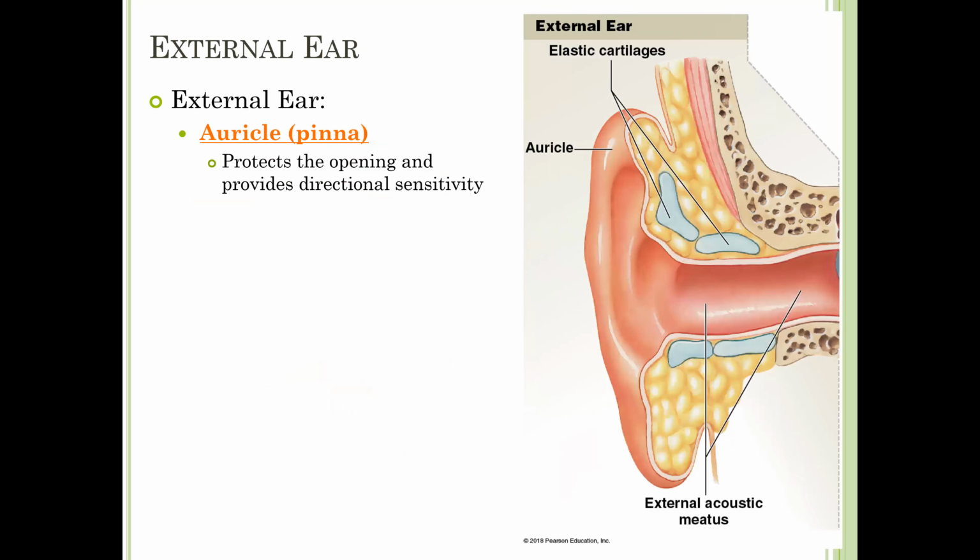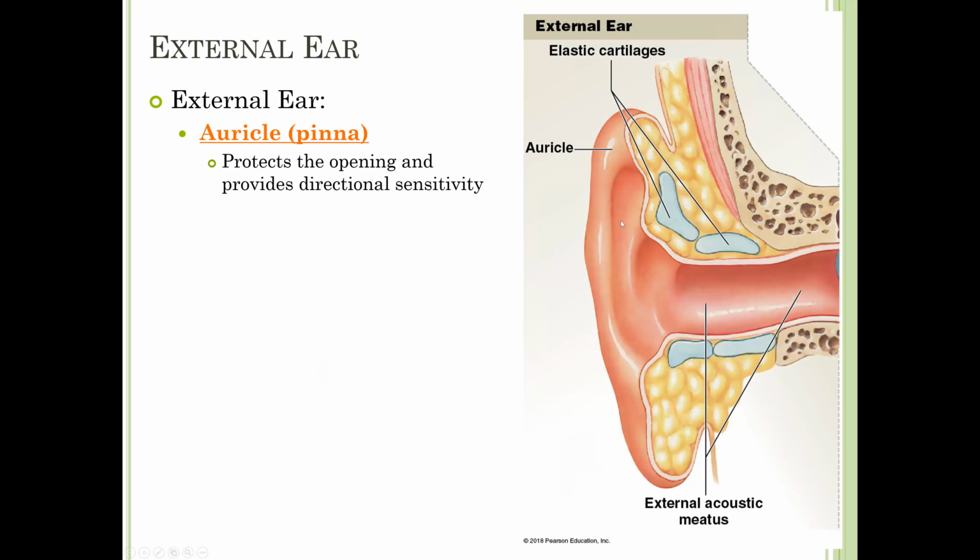So if we start with the external ear, the first major structure that we see is the auricle, which is the elastic flap that makes up your ear flap. It's also called the pinna. The auricle protects the opening to the inner ear area, and it also provides directional sensitivity.